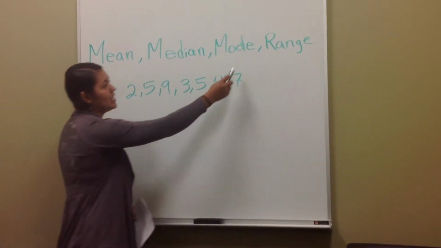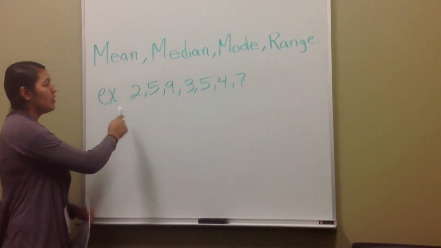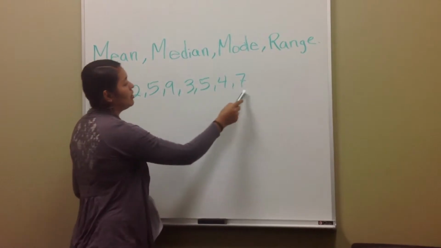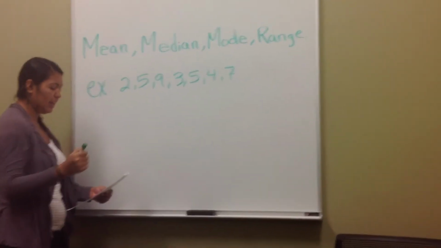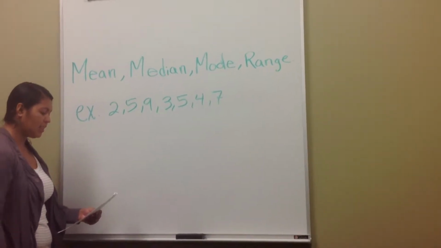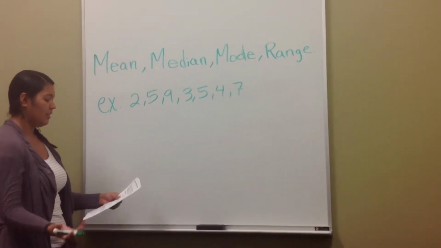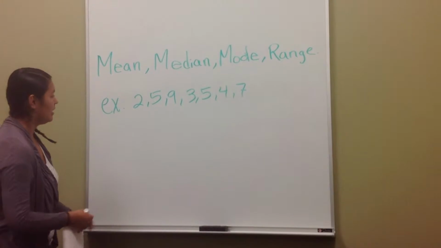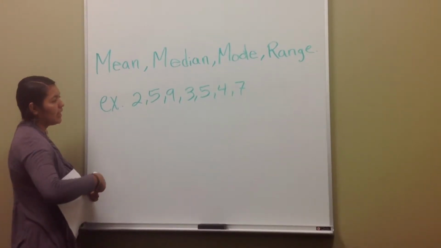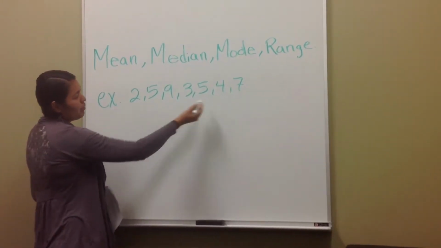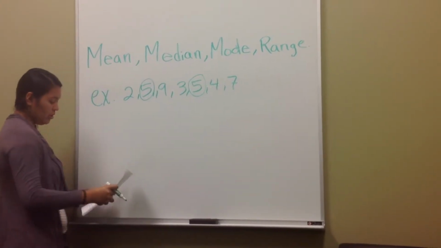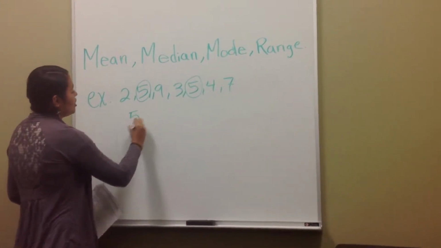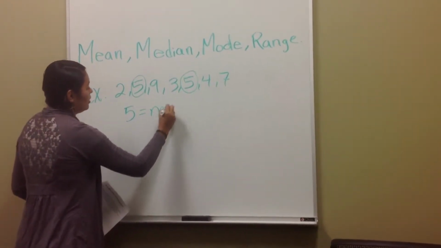Okay, next is the mode. Remember, we're still using the same numbers from the beginning. The mode of a data set is the element that occurs the most often. This means that they are repeated numbers. Like in this case, the repeated number is 5. Okay? So 5 is going to be your mode.